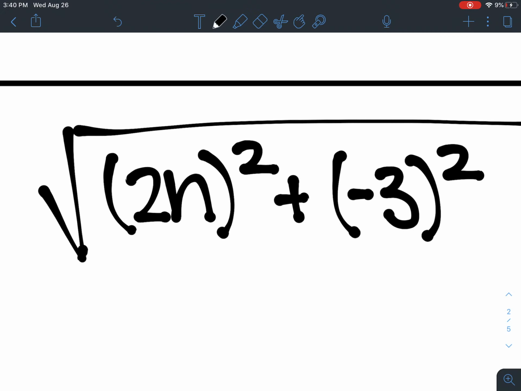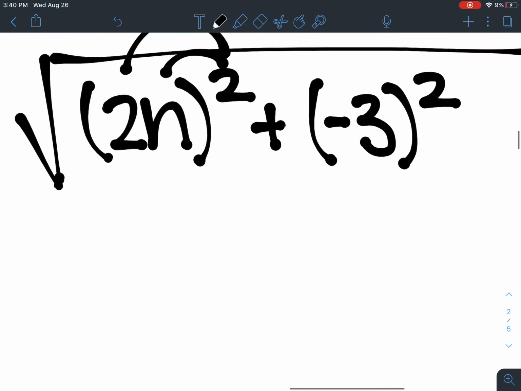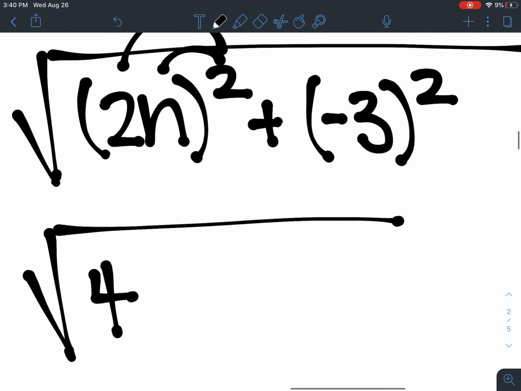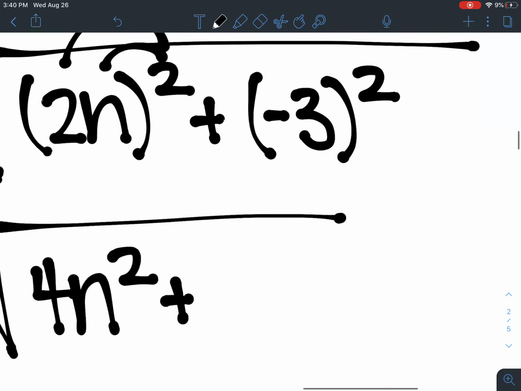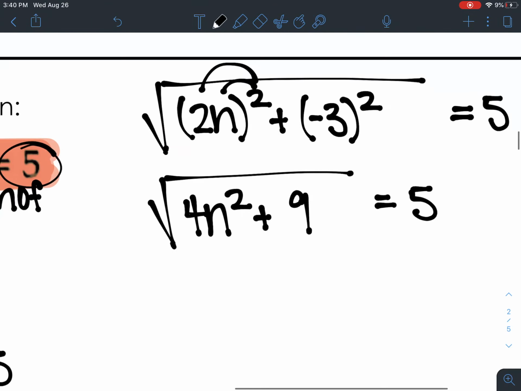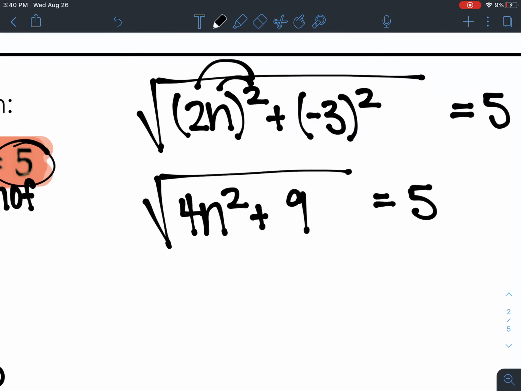So exponent properties means I have to take that 2 and share it with the 2 and the n, right? So I'm going to get the square root of 4n squared plus negative 3 squared, which is 9, is equal to 5. So this is where I think the stopping point should be. All right, you should be able to simplify, or you should be able to follow along.